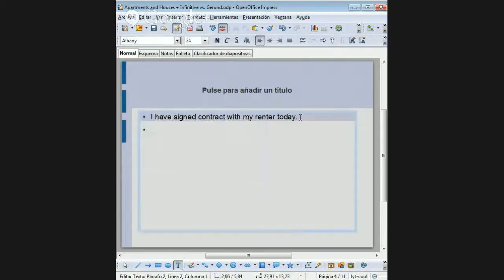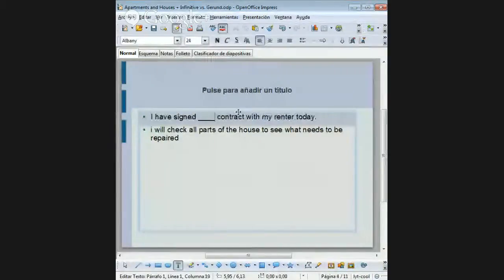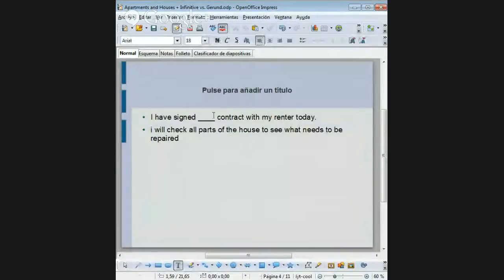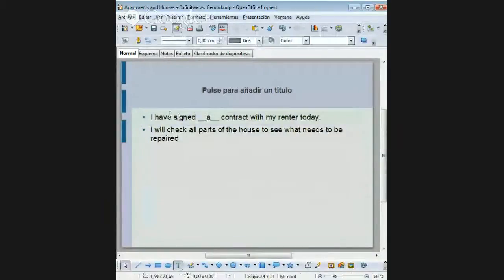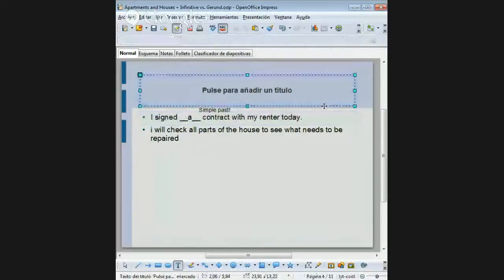Okay, so let's start now. Dima, can you read your sentence out loud? I have signed contract with my renter today. Okay, good. We're missing an article, and we would use a contract. And we'd probably use the simple past tense instead of the present perfect. I signed a contract with my renter today.